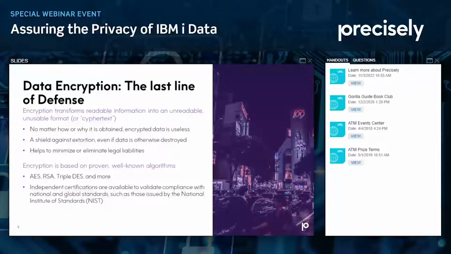So kind of the last line of defense in the ransomware thing, no matter what happens, if they do get access to the data, at least you protected it and it's unreadable and really unusable by them. They can't really sell the data and try to profit that way.